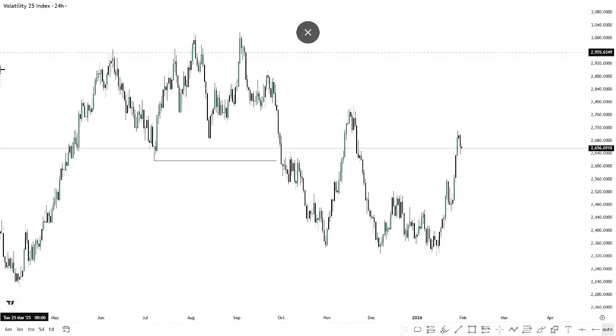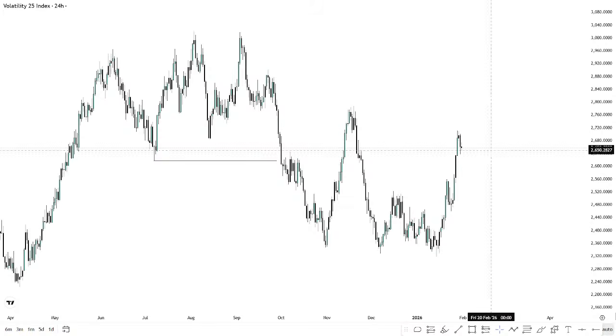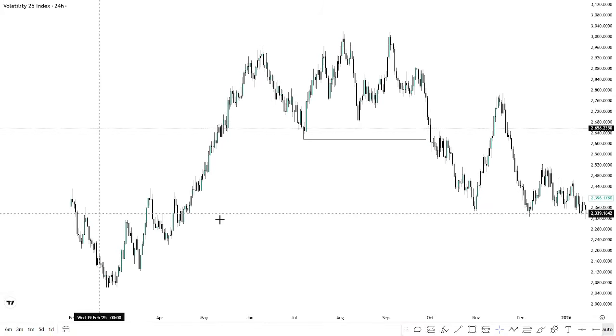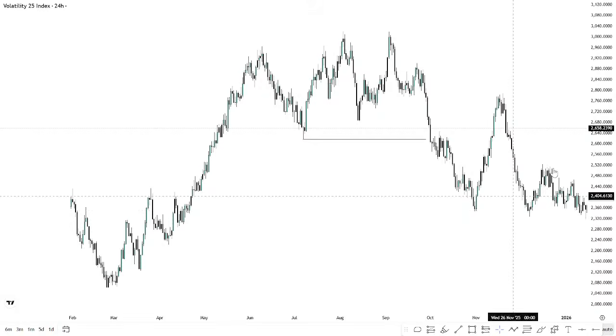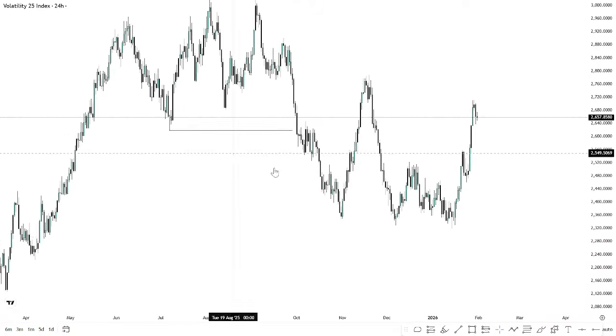If you check this particular asset on the weekly time frame, it is going to give you more information than what this 24 hours time frame is giving us on TradingView. You can see that we don't have access to previous data, so we're just going to make do with the current data that we have here. We had the last break to the downside.